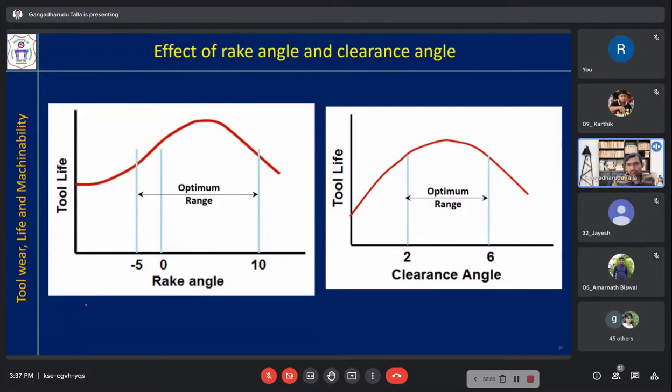So you will try to have this optimum range for the rake angle and clearance angle in general. For special cases, of course, there will be exceptions. Like if you are cutting very hard, very high strength material, then you may have to go for a negative rake angle. But of course, in that case also, generally you will not go beyond -5, unless it is absolutely necessary.